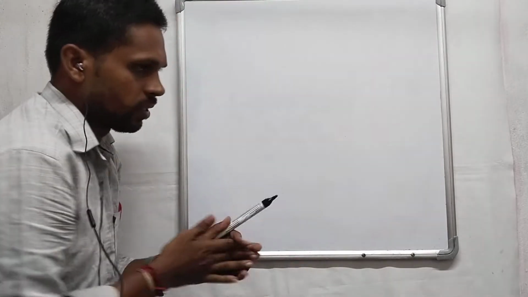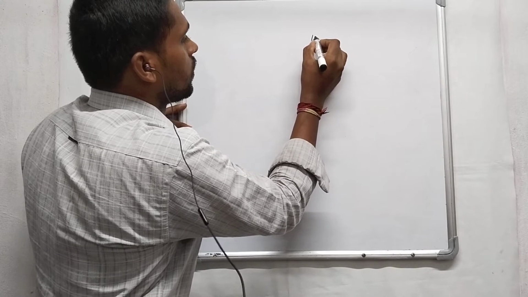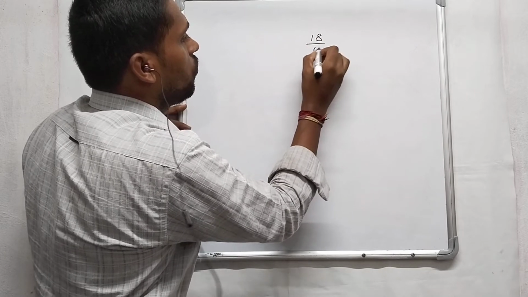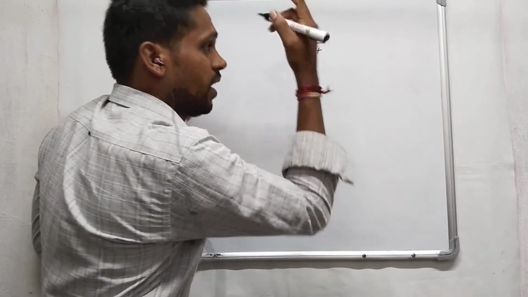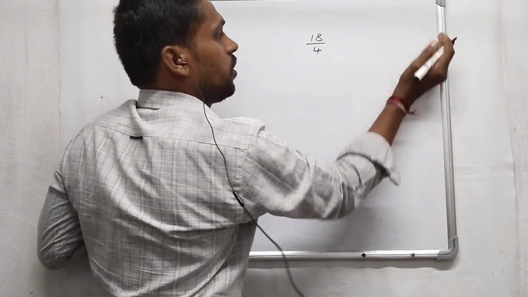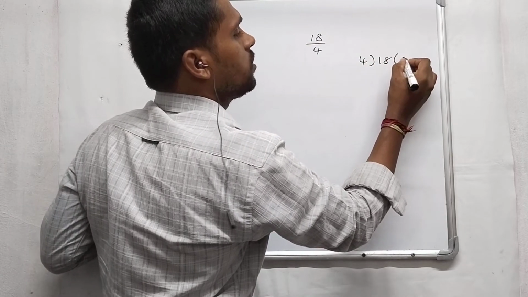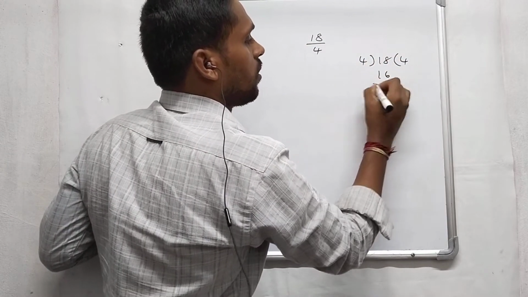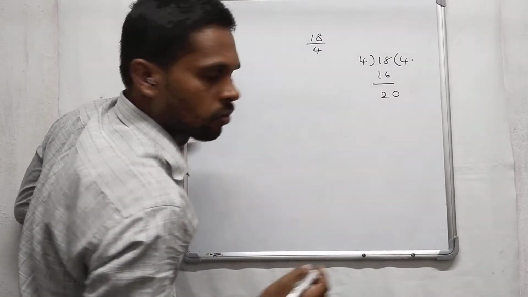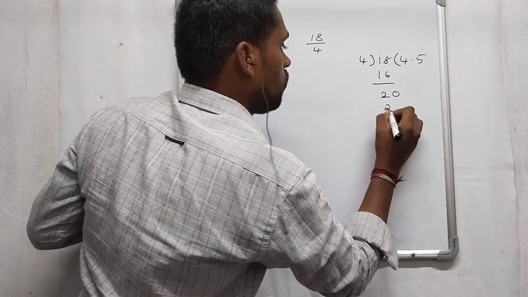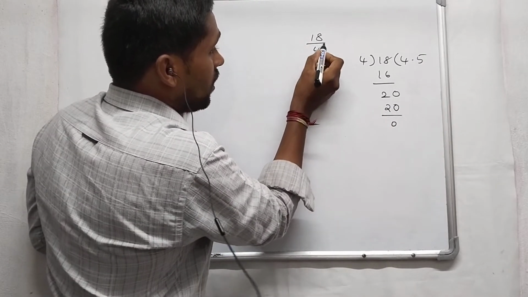This is the way to convert. So let us take 18 by 4. First you divide 4 into 18. How many times? 4 4s are 16, and remainder 2. Take point 0, and 4 5s are 20. Remainder 0.